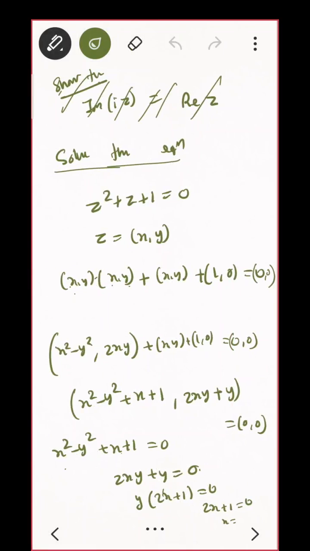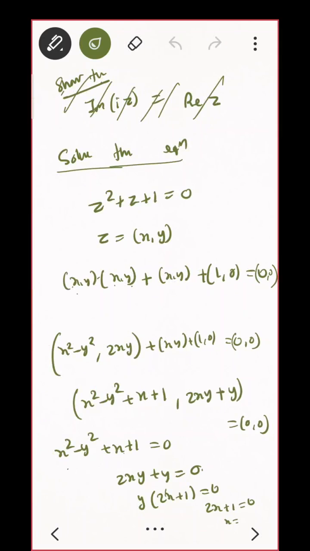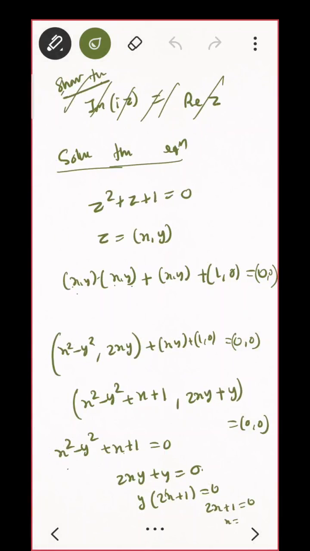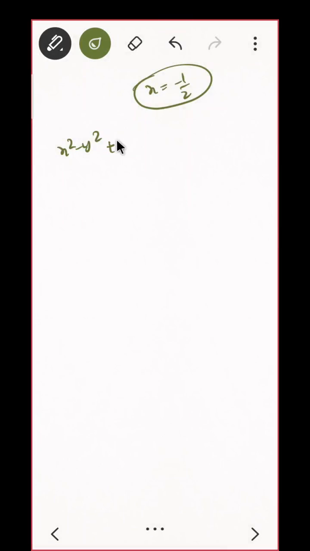I'll write it here. So you are having x is minus 1 by 2. You are having the value of x. You just have to substitute in the next one. You'll get that. So what is that? X square minus y square plus x plus 1 is equal to 0. So put the value of x. So it will be 1 by 4 minus y square minus 1 by 2 plus 1 is equal to 0. Solve this and get the value of y.